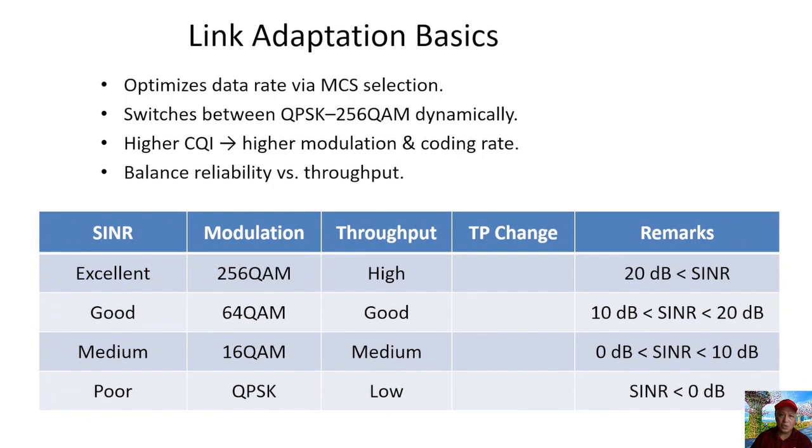While power control optimizes signal strength, link adaptation optimizes data rate by selecting the right modulation and encoding scheme, or MCS. In 5G, this means dynamically switching between modulation formats from QPSK to 256 QAM, depending on the channel condition. When channel quality improves, the system increases modulation order and encoding rate for higher throughput. When it worsens, it backs off to ensure reliable decoding.